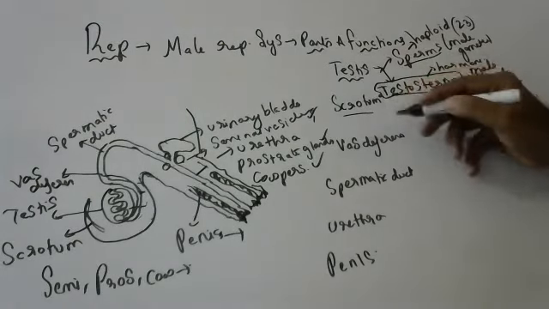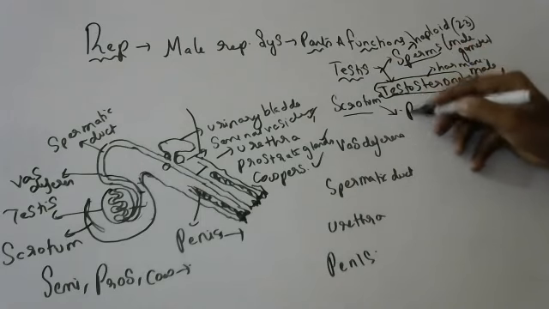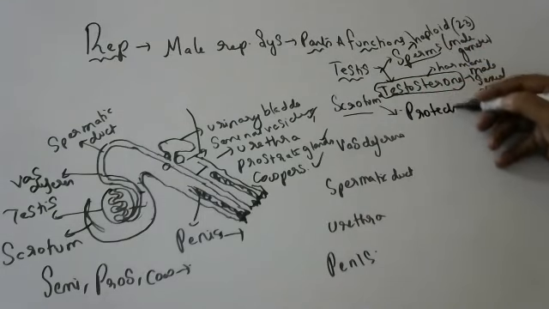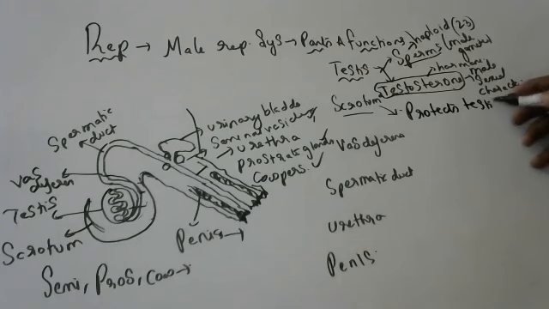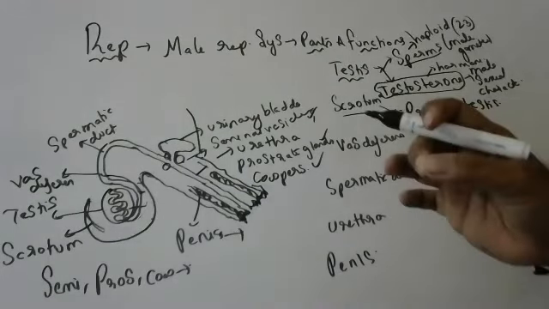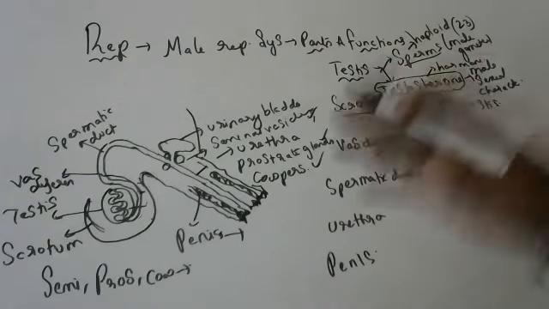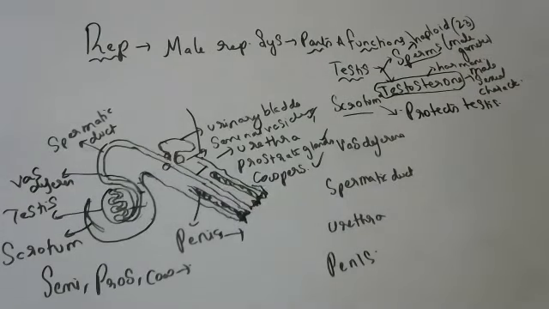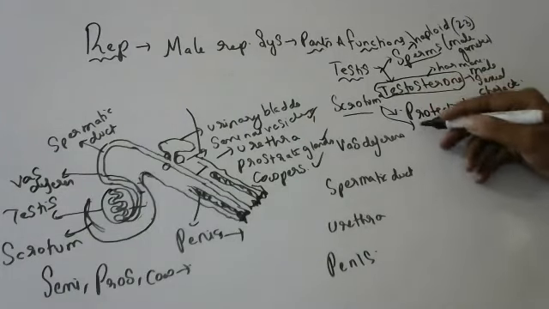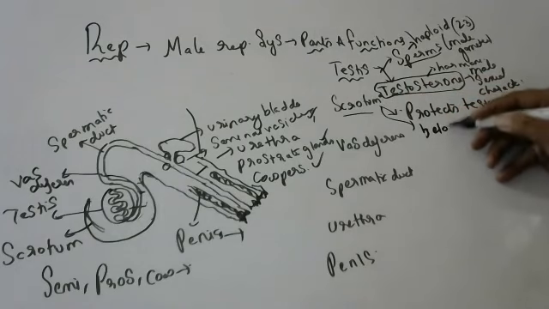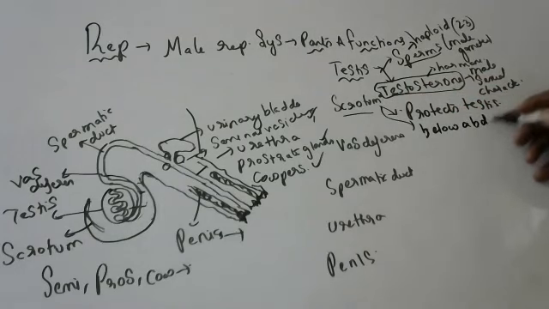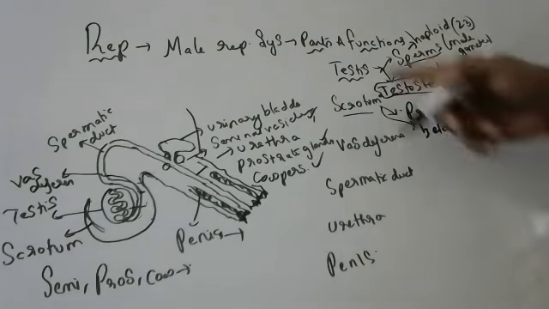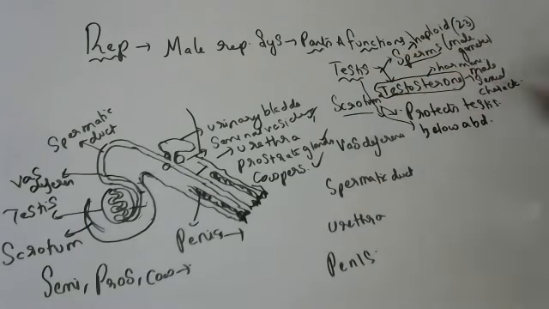Okay, so children, scrotum. Scrotum protects testis. Mainly, children, testes cannot withstand high human body temperature. That's why they are present below abdomen. In males, testes are present below abdomen. Why are they present below abdomen?